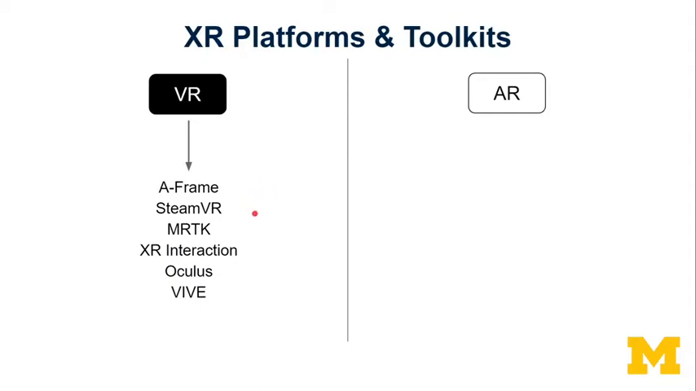So A-Frame, Steam VR, Mixed Reality Toolkit, XR Interaction, and Oculus and Vive SDKs. These are obviously the native SDKs from the vendors. XR Interaction is part of Unity. MRTK Mixed Reality Toolkit is from Microsoft and works both for Windows Mixed Reality platforms and the HoloLens, but also has other support, and we're going to learn about that.